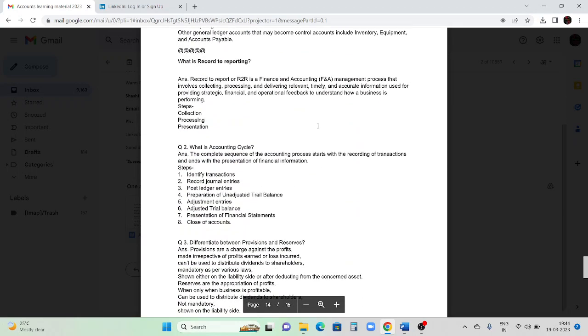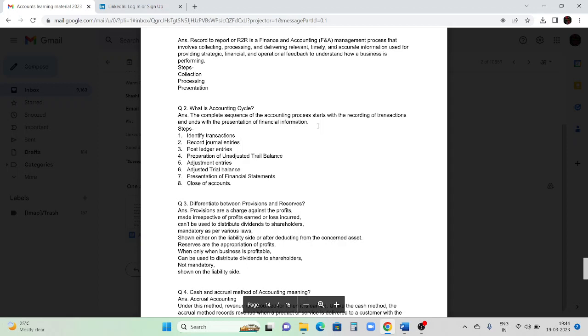Record to report, or R2R process. Record to report is a finance and accounting management process that involves collecting, processing, and delivering relevant, timely, and accurate information used for providing financial, strategic, and operational feedback to understand how a business is performing.